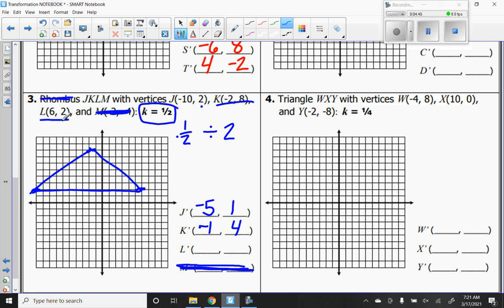Now I'm at L. 6 divided by 2 is 3. The same math. 2 divided by 2 is 1. So there's your new triangle. Instead of a rhombus, we're looking at a triangle. So -5, 1; -1, 4; and 3, 1. And there is our new triangle.